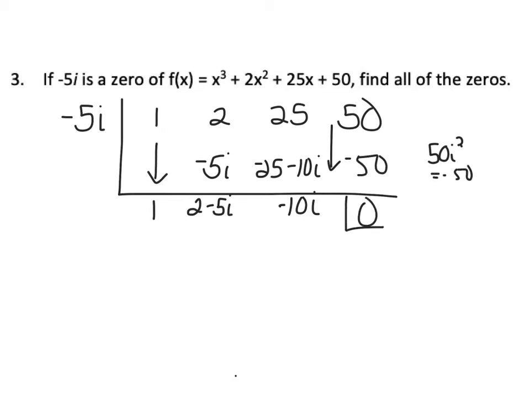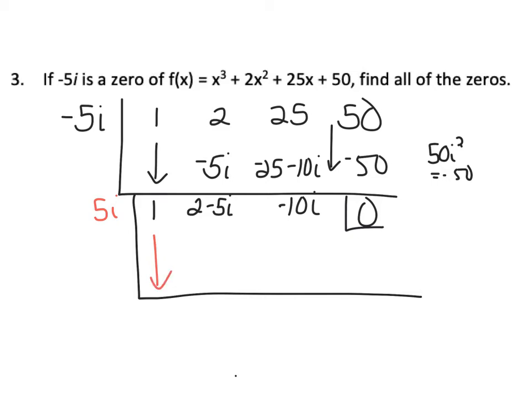I get 0. So this remaining depressed polynomial here is ugly because it has these complex coefficients on the x and the x squared term. But by the complex conjugate theorem, I know that if 5i is a 0, negative 5i is also, or the other way around here. They come in pairs is the big idea.